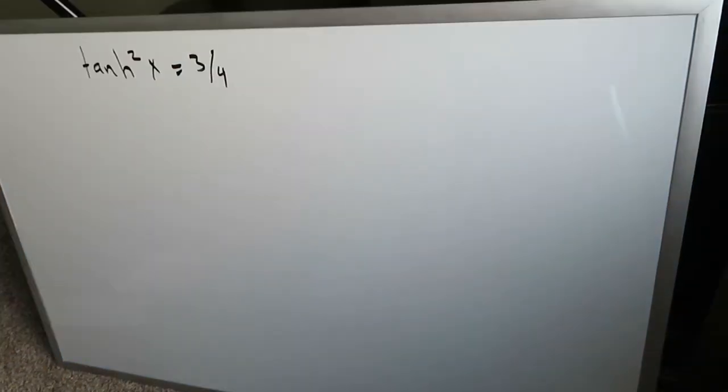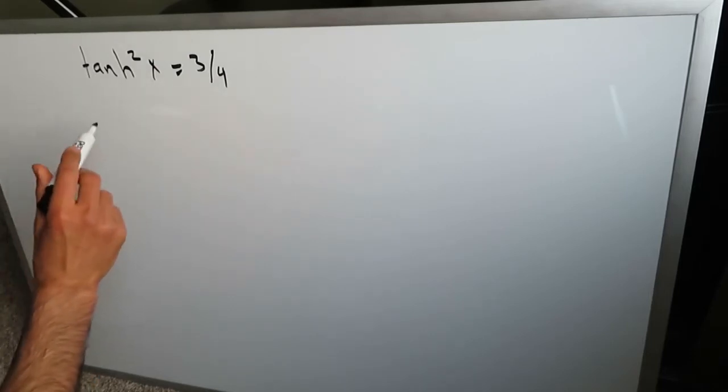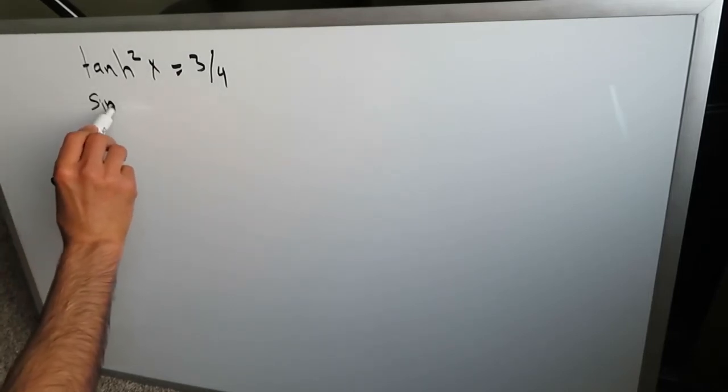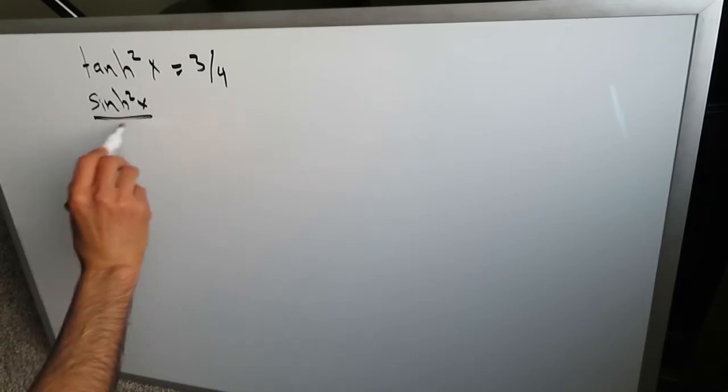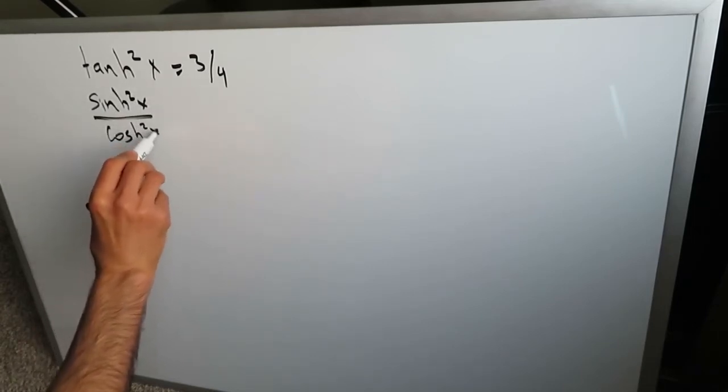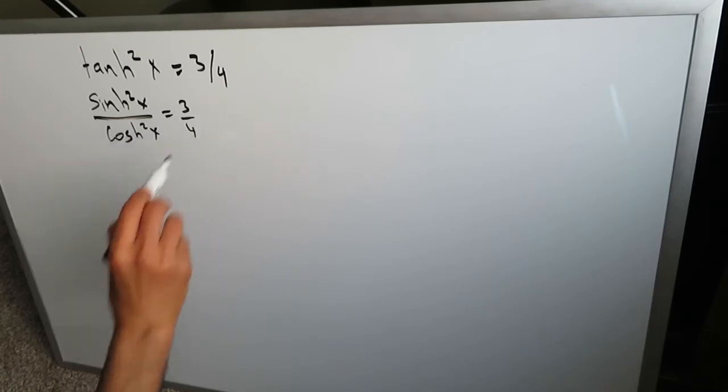I want you all to focus your attention to this question. Hyperbolic tangent x squared equals 3 over 4. Proceed as you normally would by opening up this tangent function, hyperbolic tangent function. You can say sinh squared x over cosh squared x is equal to 3 over 4.